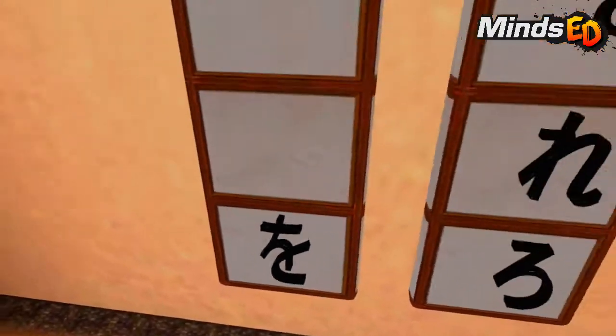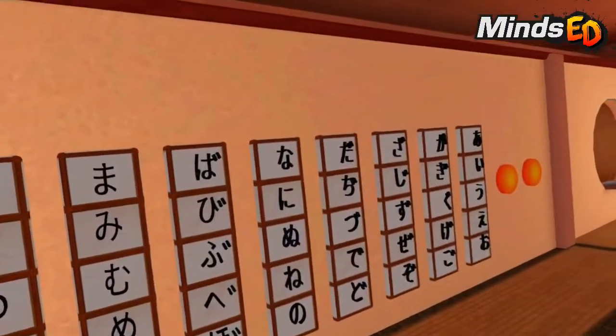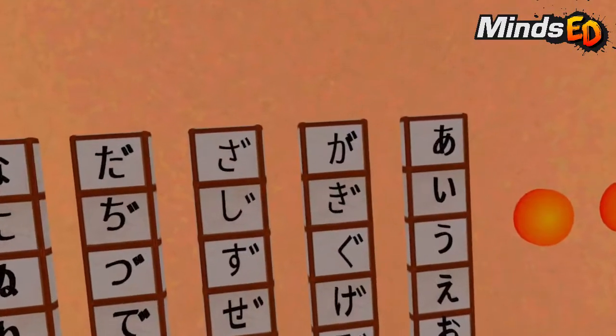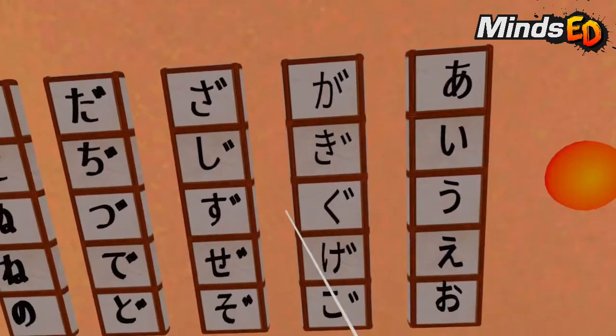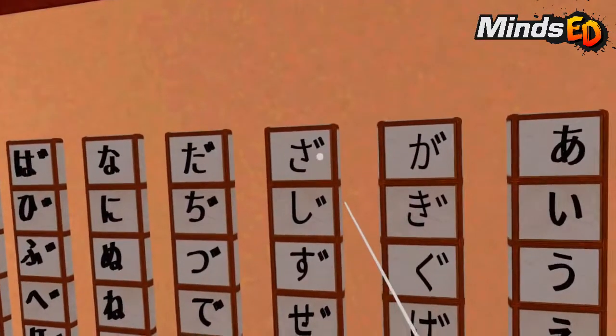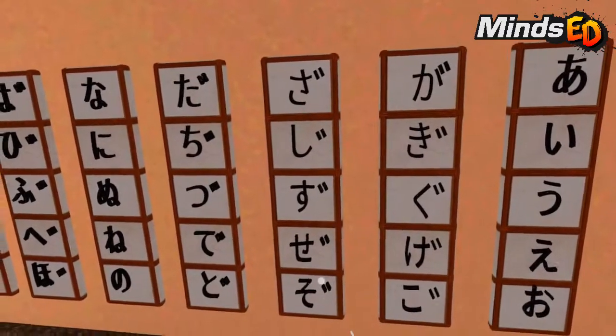Additionally, we have what is known as impure pronunciation, and it applies only to a few columns. These are marked with a pair of dots, or tenten. Ga, gi, gu, ge, go. Za, ji, zu, ze, zo.